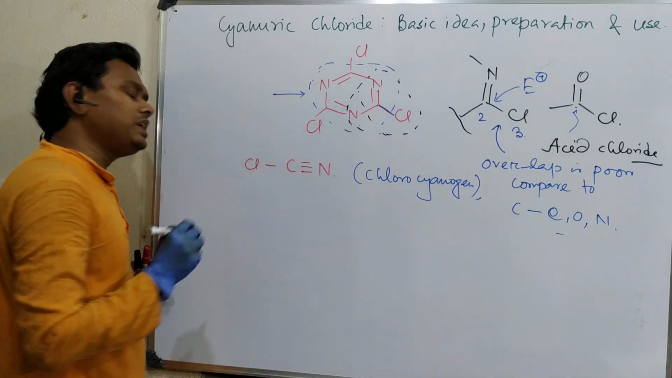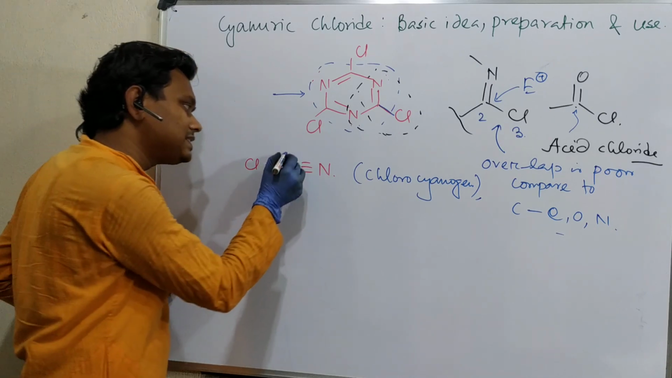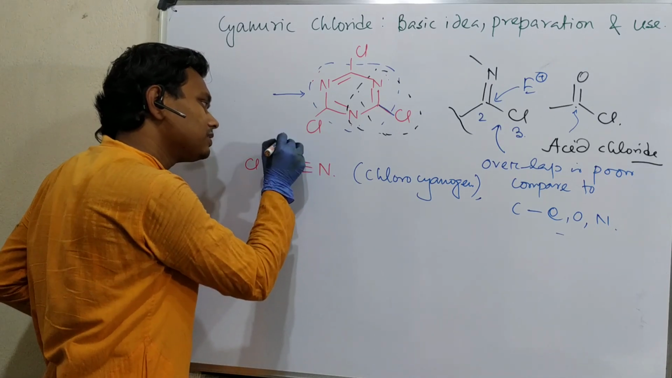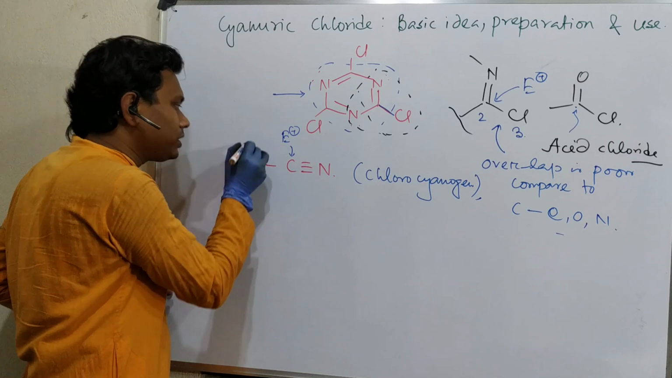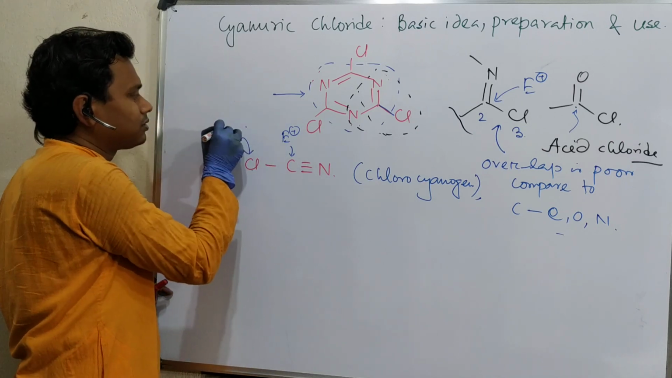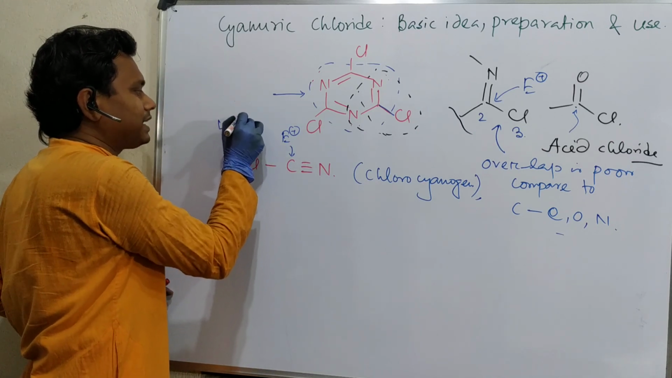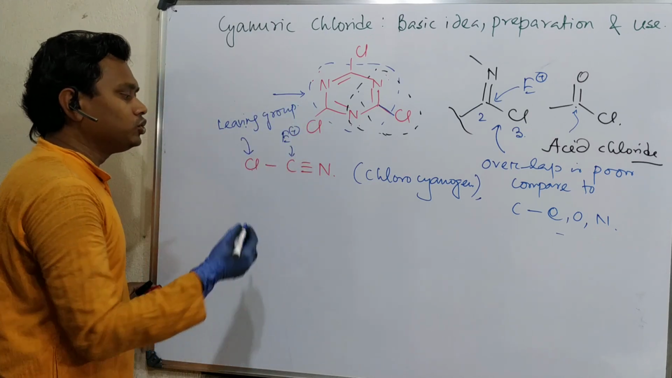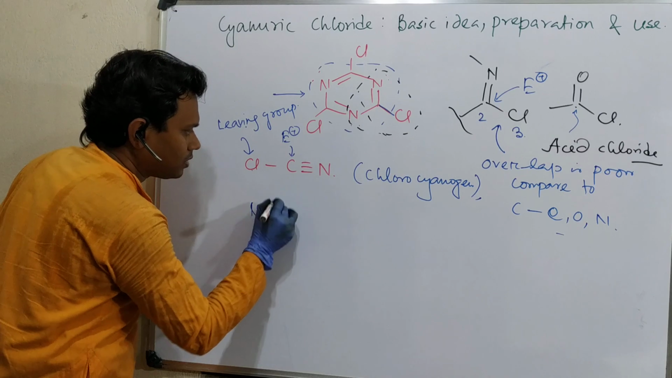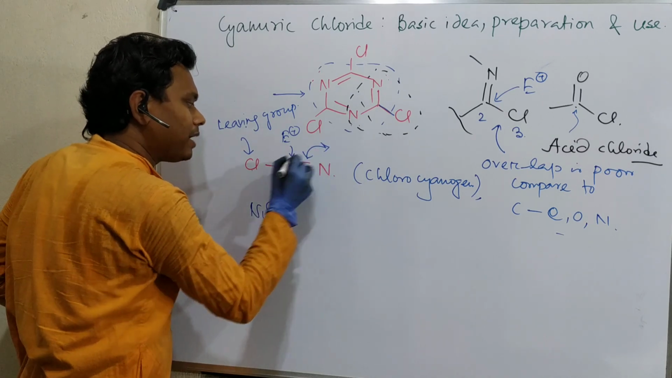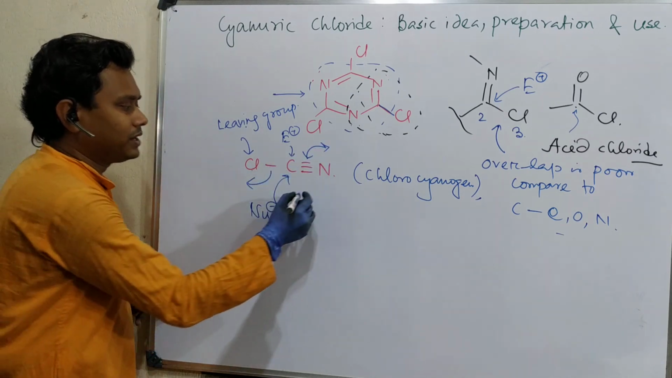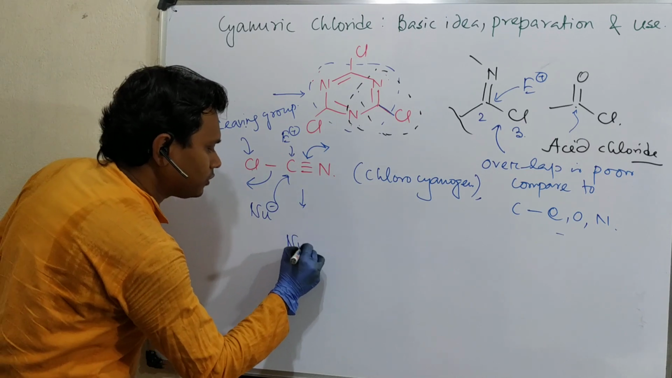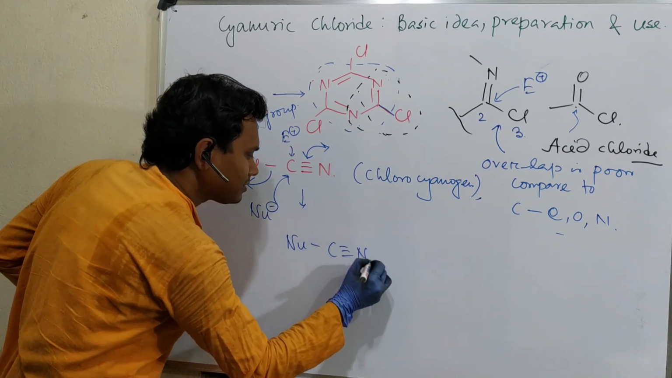So this is a good reagent from a chemistry point of view because this carbon is electrophilic, and this chlorine is a good leaving group. So what can we expect? If you put in any nucleophile, it will attack, open up, and come back, similar to an acid chloride. So what will it result in? Nucleophile–C≡N.